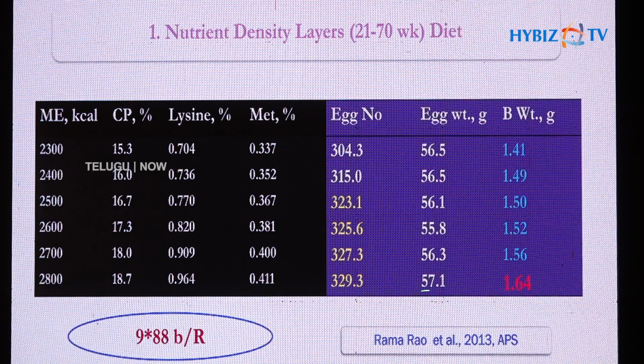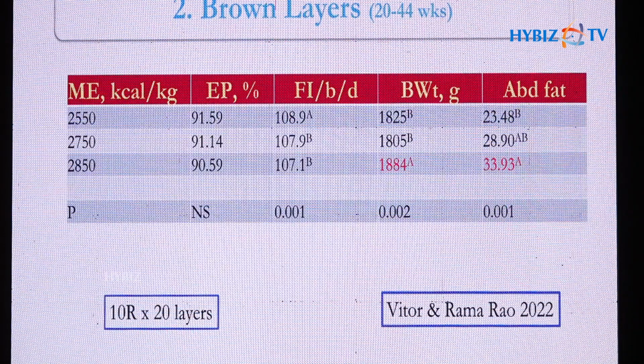Though you may get more production, we are going to have bigger body weight birds, which are prone to summer stress, which we are going to discuss much later. So the second aspect is brown layers.